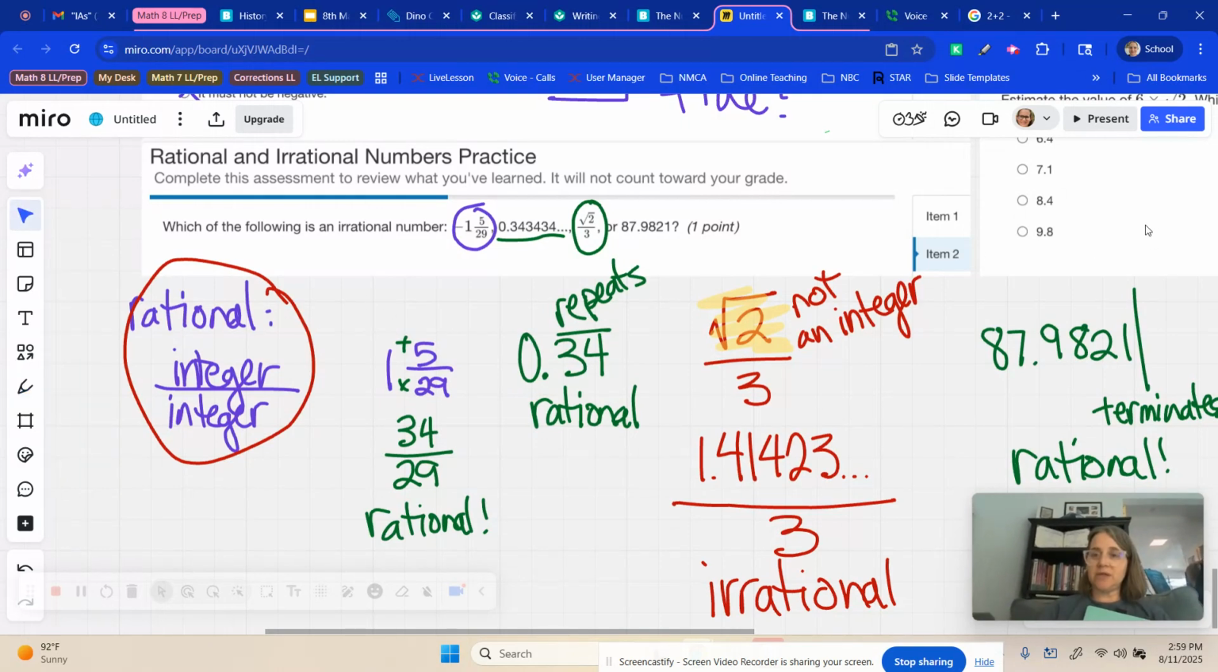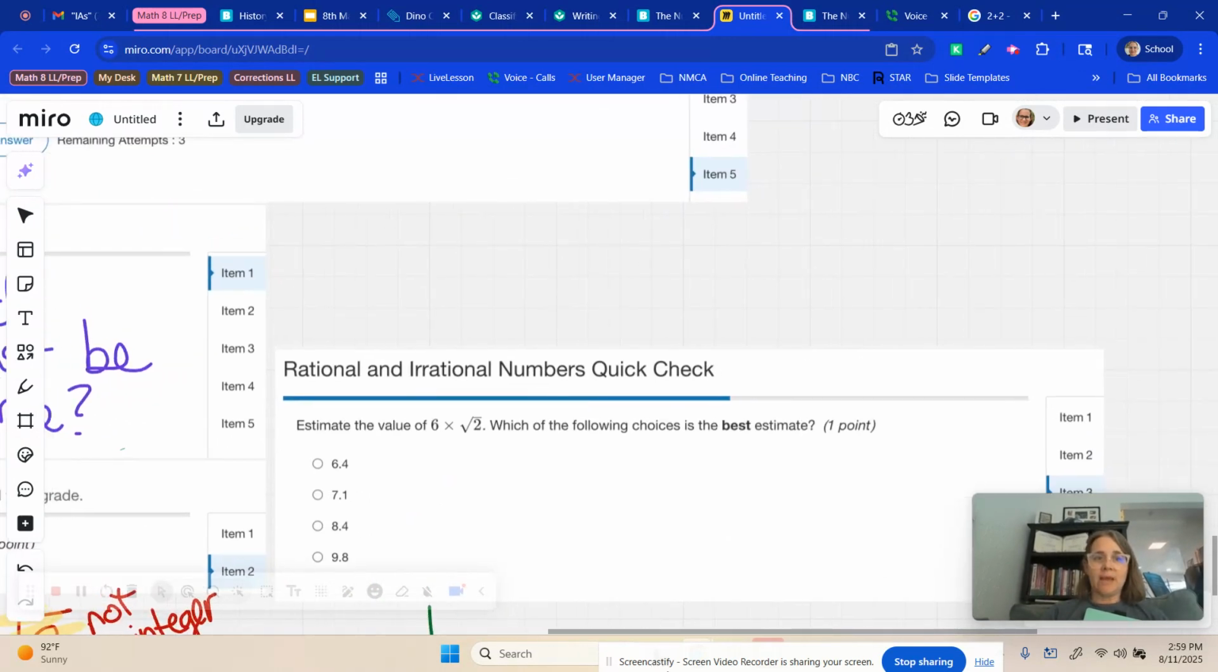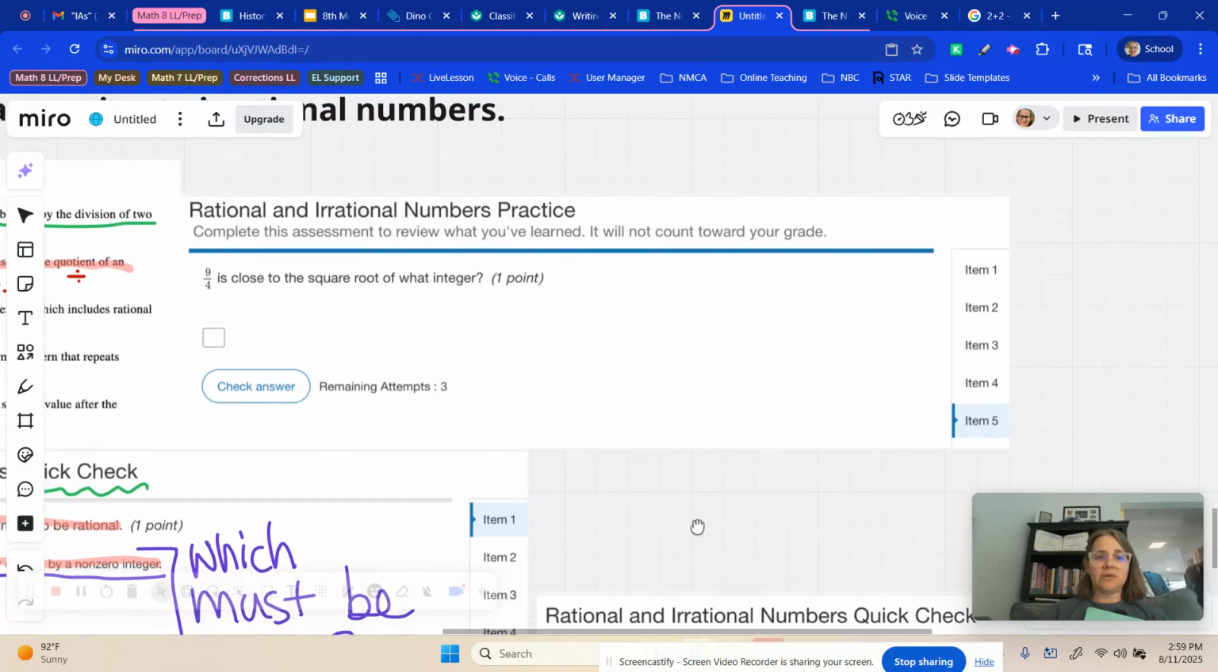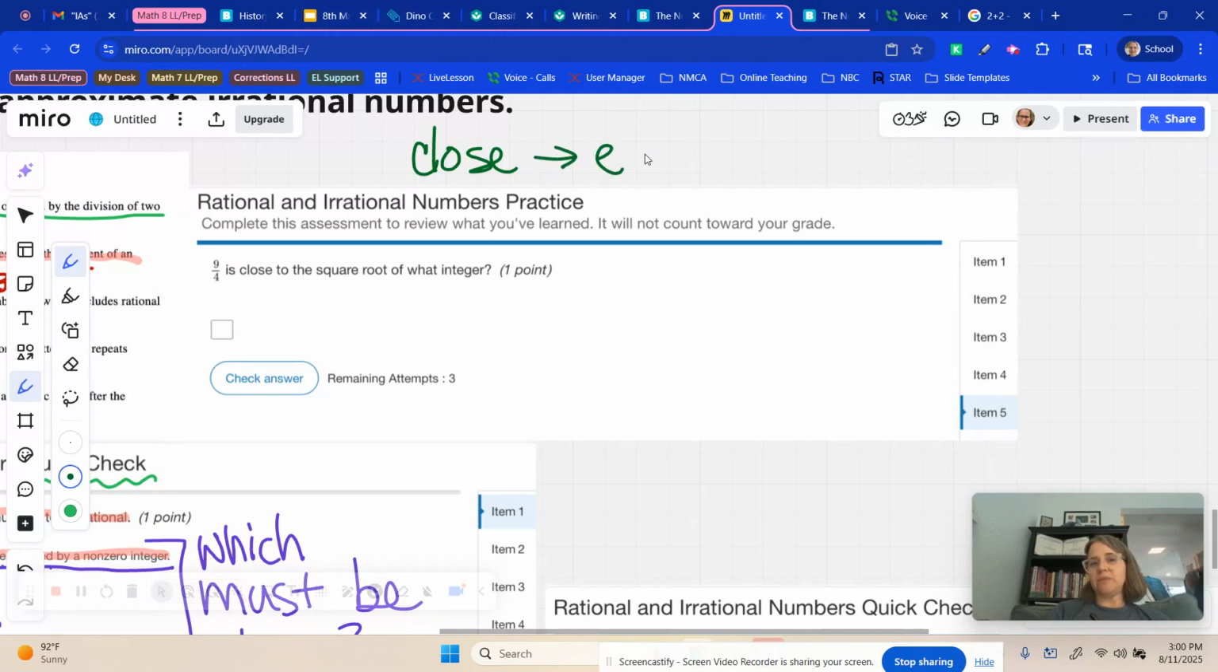Let me see what else is on here. I don't want to take too long, but there were some hard problems in here. So I wanted to show you how to estimate. This one: 9/4 is close to the square root of what integer? So when they say close, that's when we're talking about estimating or approximate.